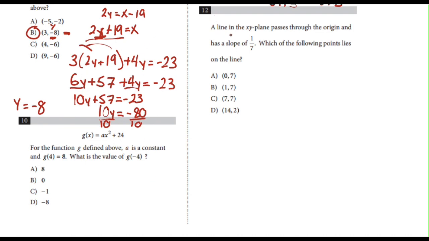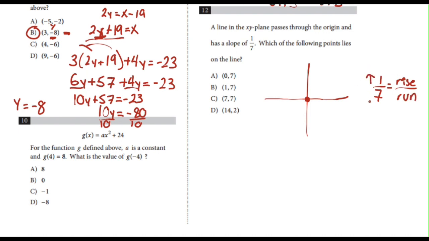Number 12. A line in the xy plane passes through the origin and has a slope of 1 over 7. Which of the following points lies on the line? So it says the line passes through the origin, which is at 0, 0, and has a slope of 1 over 7. Remember, when we have a slope, the slope is always going to be the rise over the run.